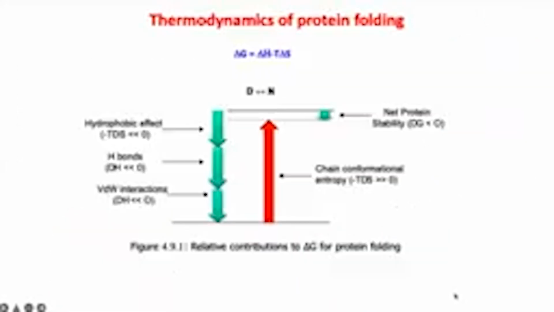So, sir, here D means, that D to N part, D means destabilized, na? Yes, I'm sorry, different nomenclature is used. D is the denatured state or the unfolded state. Okay, sir, denatured. Okay. And N is the native state or the folded state.